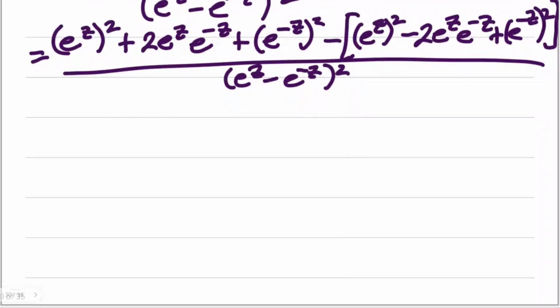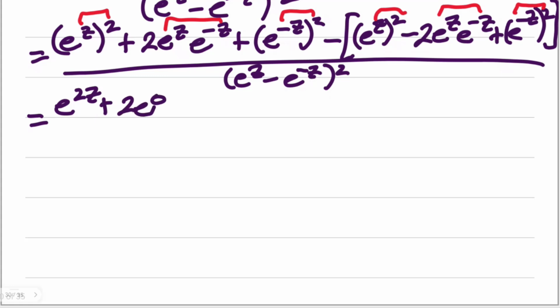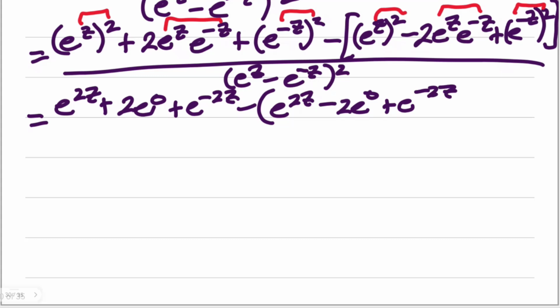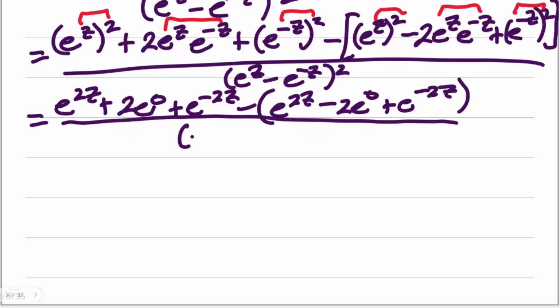Now, as for our numerator, you apply the power law and the multiplication law. So what will happen here is this. You have e to the power of 2z plus 2 e to the power of 0, because that's z minus z, plus e to the power of minus 2z. Let me come up with a grouping symbol for the second group: e to the power of 2z minus 2 e to the power of 0 plus e to the power of negative 2z, all over the same denominator, e to the power of z minus e to the power of minus z, the square of that binomial.